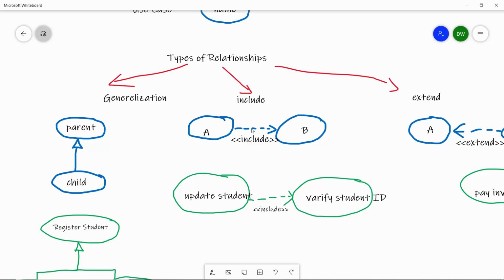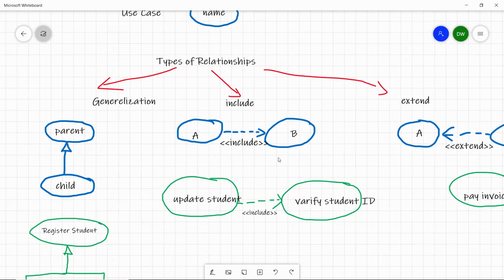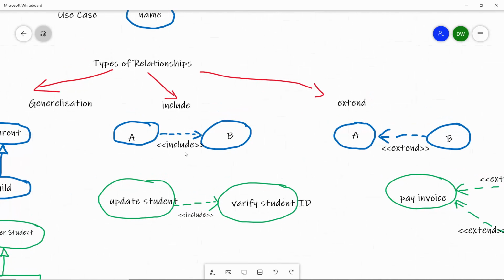So this is a mandatory task. That means this B is a mandatory task to do when you are doing the task A. So when you draw, you will have to use this kind of an arrow, and here you will have to mention this include word here, otherwise you will mix up that include part with extend relationship, right? So don't forget to put this include. If you do not use this include word here, we cannot identify whether it's an include relationship or an extend relationship.